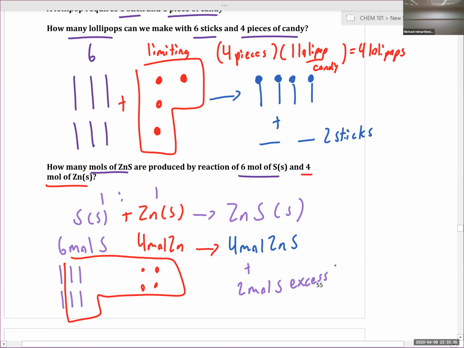Does this logic make sense to everyone? Is everyone visualizing what's going on for the limiting reactant? You consume both your reactants based on your stoichiometry, and your limiting reactant is a species that is consumed first in the chemical reaction and limits reaction progress. We run out of zinc in our reaction before we run out of sulfur.